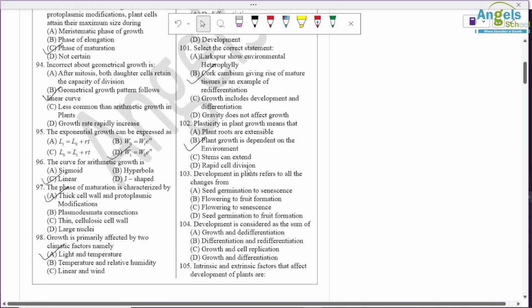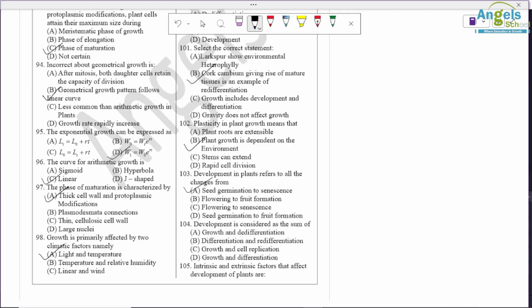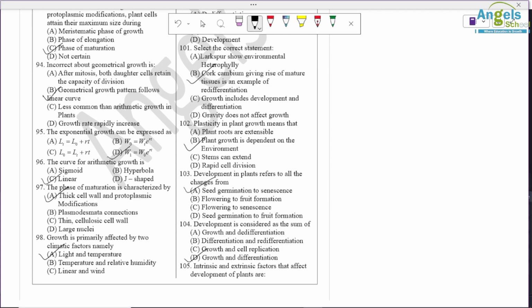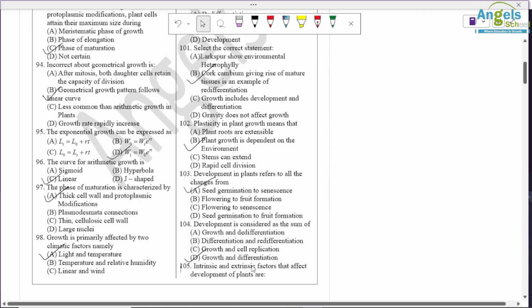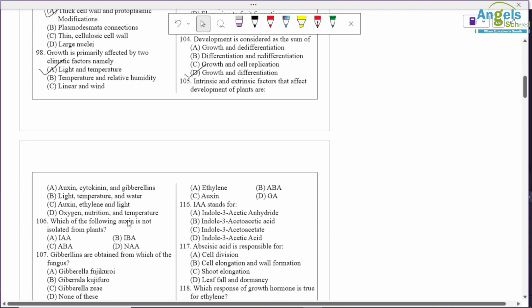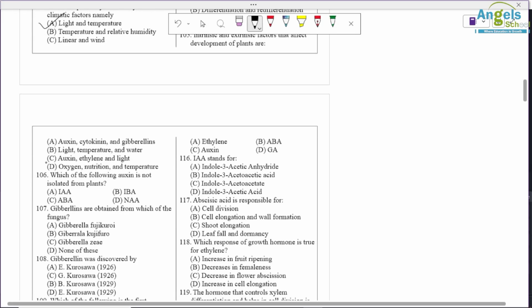Question number 103. Development in a plant refers to all changes from. So from seed germination to senescence is called development only. Development is considered as a sum of. Okay, so development is considered as the sum of growth and differentiation. So here option D is correct. Intrinsic and extrinsic factors that affect the development of plants are. So intrinsic factors are auxin and ethylene, and the external or extrinsic factor is light. Okay, so here option C is correct.